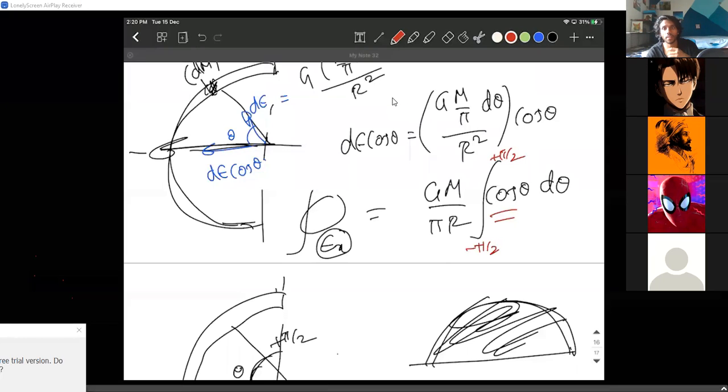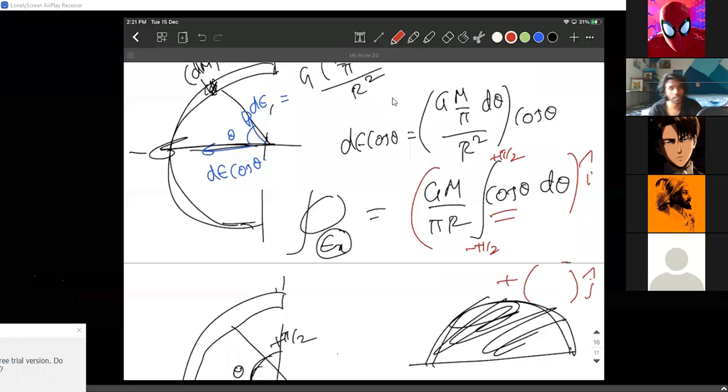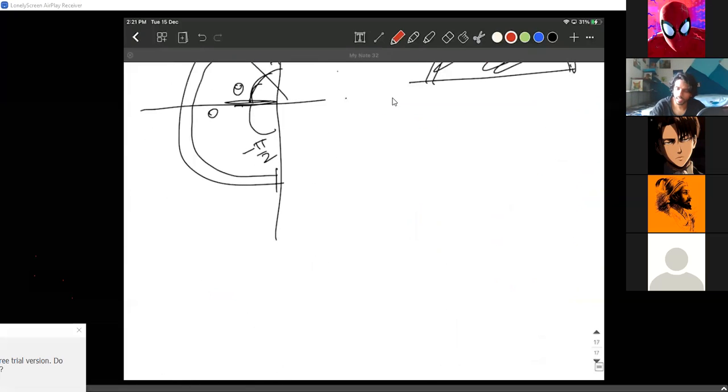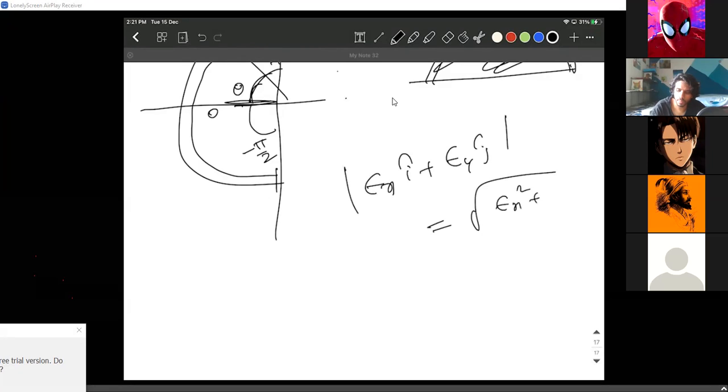Sir, can we add the cos theta component and sin theta component in the end? You write the cos theta component as i cap, and then write the sin theta component and put a j cap. It's fine. If somebody is asking you the magnitude, you can take the resultant. Don't directly add the magnitudes. You have to write root over Ex square plus Ey square. If somebody is asking you the resultant, you can write it like this: Ex i cap plus Ey j cap.